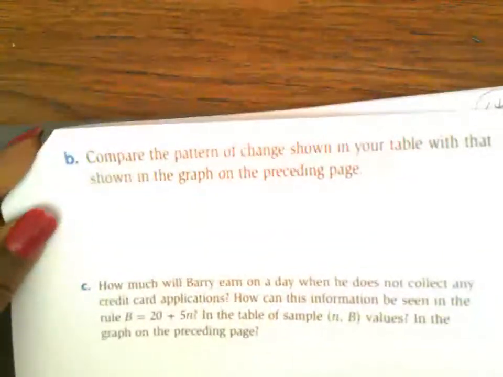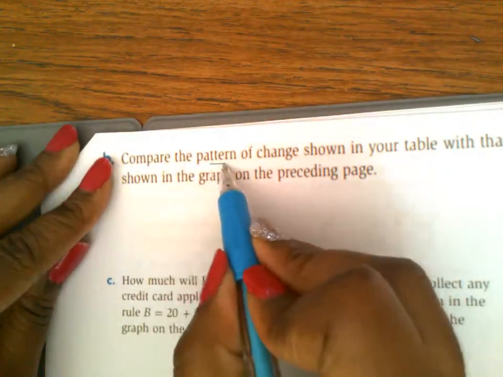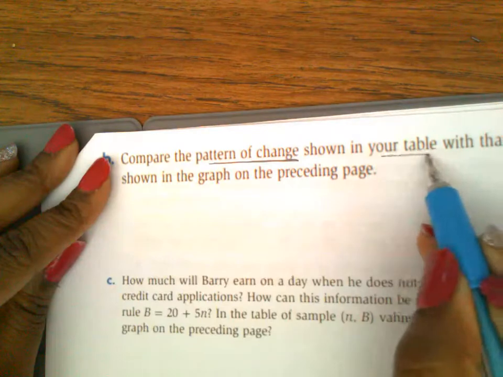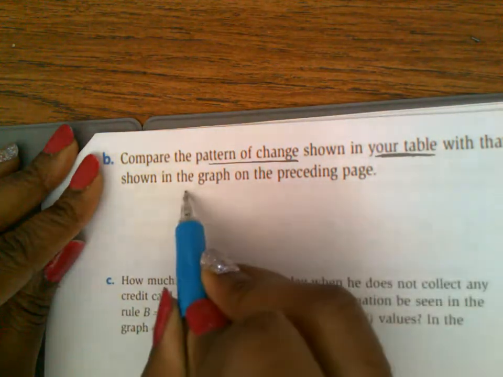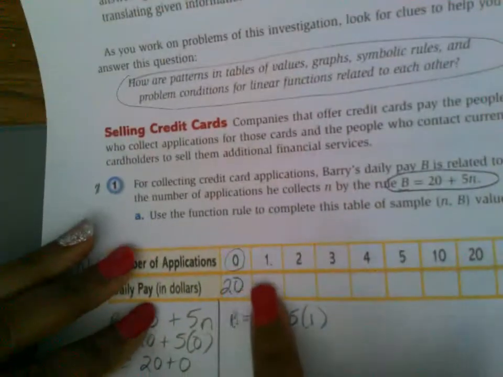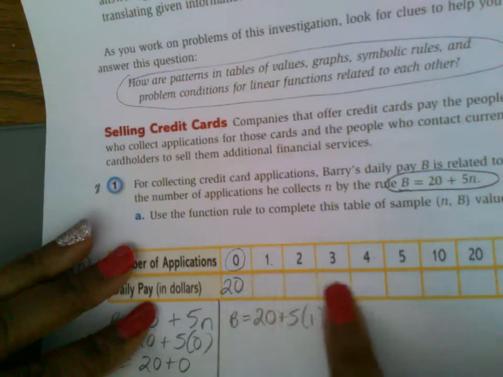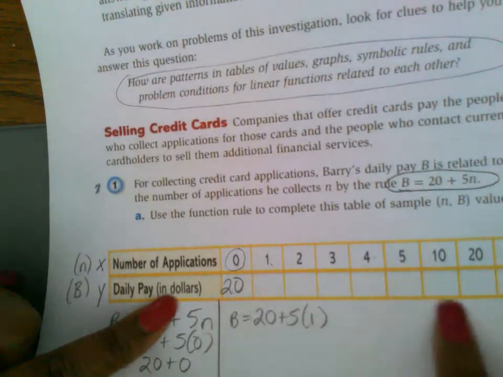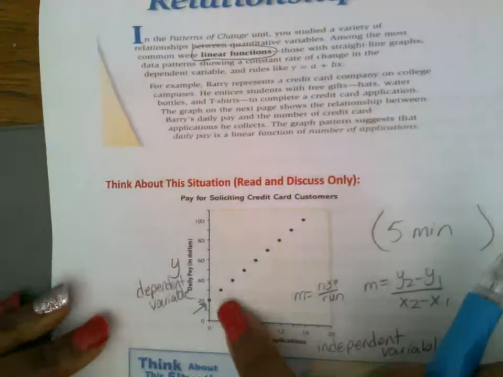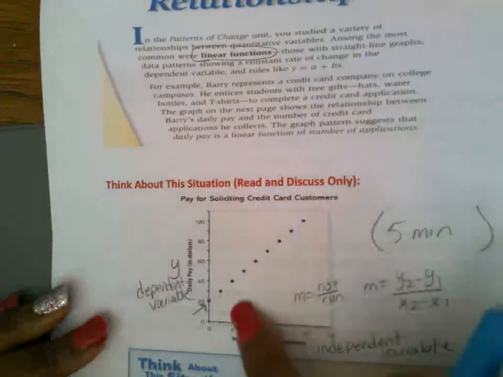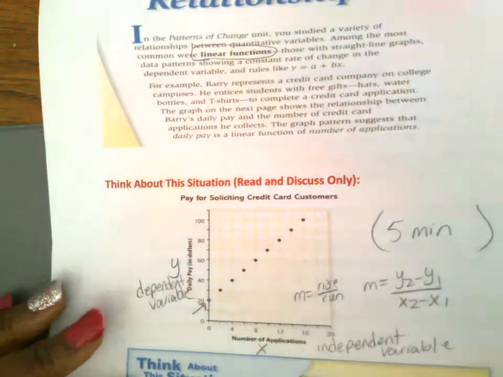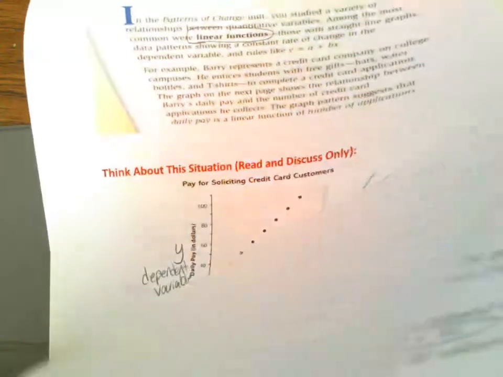Second part. It says compare the pattern of change shown in your table to the graph. So look at the table. What's the change that's happening here in the table? What kind of pattern do you see here with these numbers? And then go back to the graph. This is the graph. And what kind of pattern do you see in the graph? Write it in words. Okay?